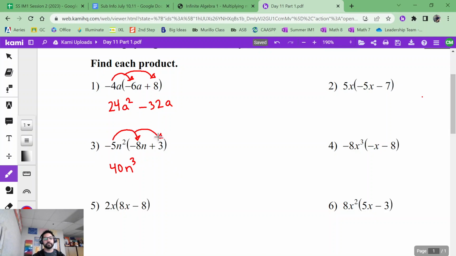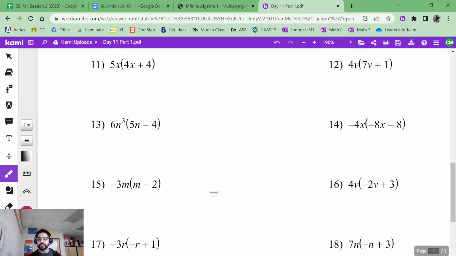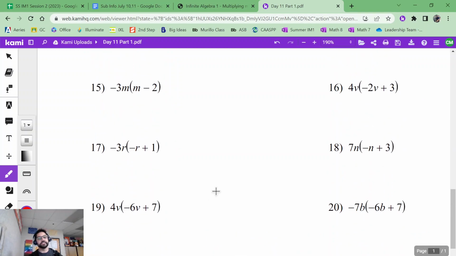Same thing here. Negative 5 times 3. So negative times positive is negative. 5 times 3 is 15. And again, the n squared tags along this time. Same variable, different exponent, unlike terms. Do not try and combine them. So again, we're just being really careful with our signs, careful with our multiplication of our coefficients, and then being careful adding your exponents.